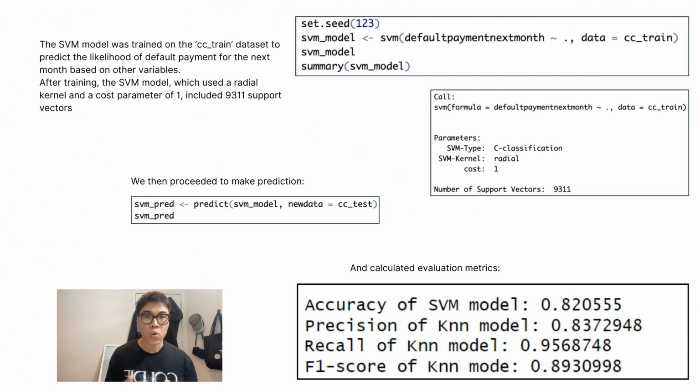The SVM model was trained on the CC train dataset to predict the likelihood of default payment for the next month based on other variables. After training, the SVM model, which used a radial kernel and a cost parameter of 1, included 9,311 support vectors. And then we proceeded to make predictions and store them in a variable called svm_pred. After that, we calculated the metrics for it, and it shows a very high value for the recall metric.